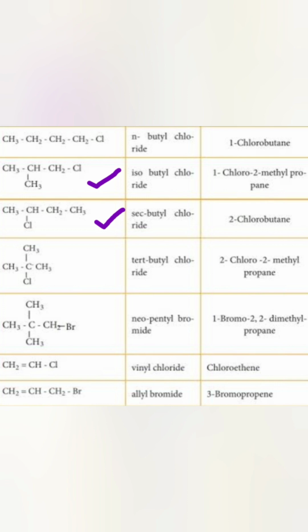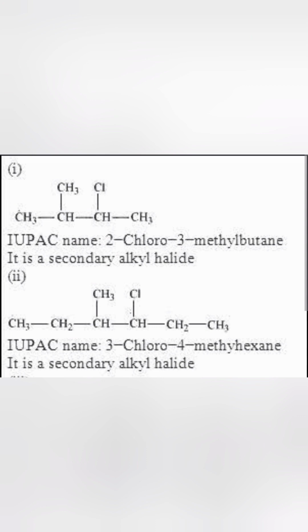Now we have to be very careful about the tricky one. Isobutyl is also branched and secondary butyl is also branched. There is a difference between the chlorine attached to a primary carbon and the chlorine attached to a carbon which is secondary, meaning attached to 2 other carbon atoms. So isobutyl chloride is named 1-chloro-2-methylpropane and secondary butyl chloride is 2-chlorobutane. In this manner we can do this.